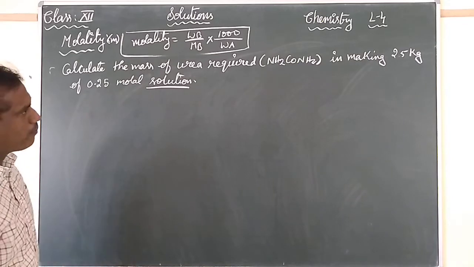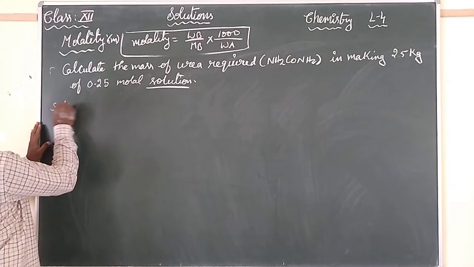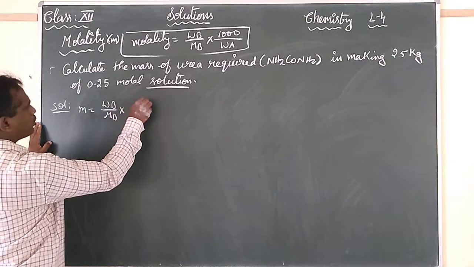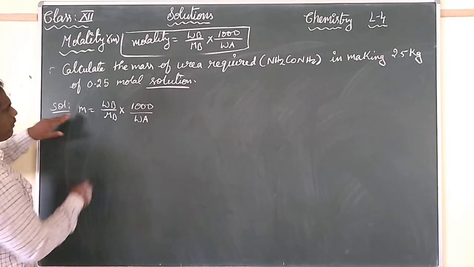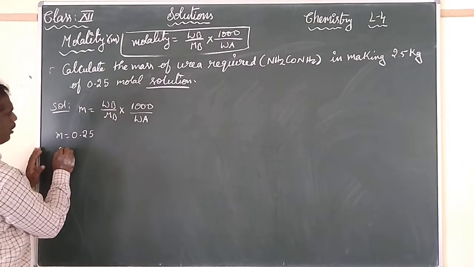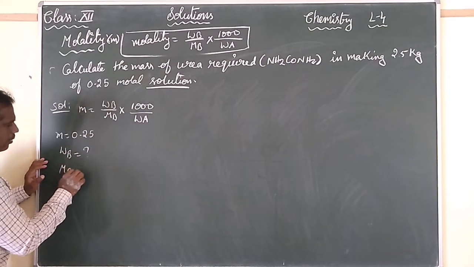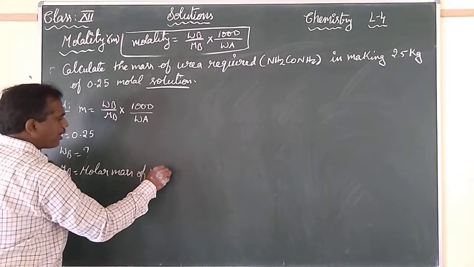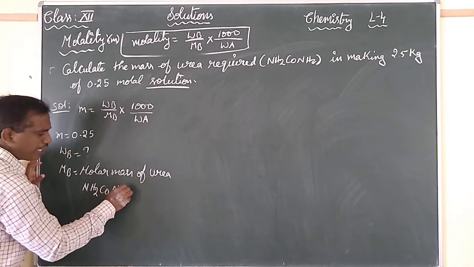Only the solution is given. So in this case, the first thing is we want to see our molarity is equal to WB by MB into 1000 by WA. We were already given the molarity. How much is the molarity? 0.25. WB, we don't know this WB. MB is the molar mass of urea. What is the molar mass of urea? Urea formula is NH2CONH2.